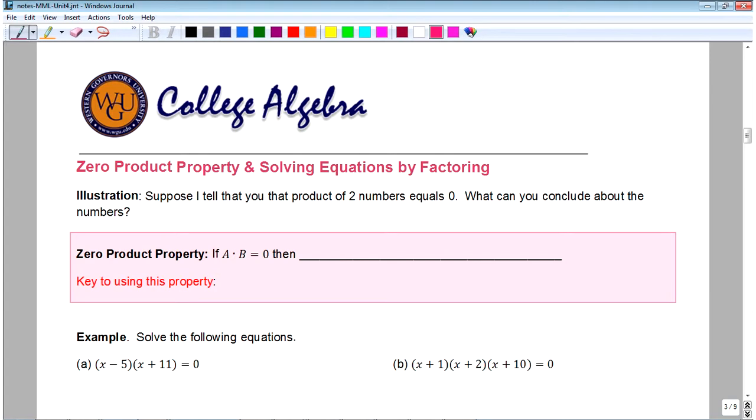So let's start with an illustration. Suppose I tell you that the product of two numbers equals 0. What can you conclude about the numbers? So if we have two numbers, we're multiplying them together, and we get a result of 0. The only way that this can happen is that at least one must equal 0.